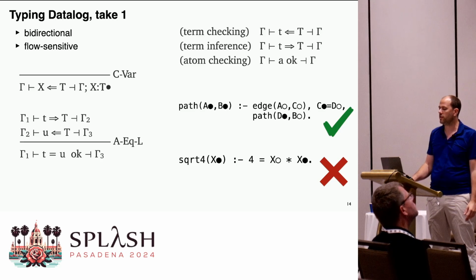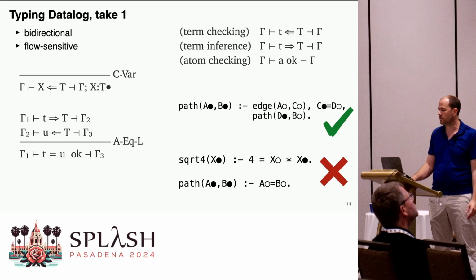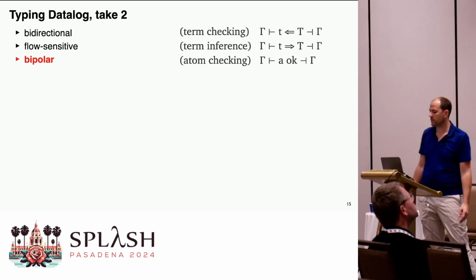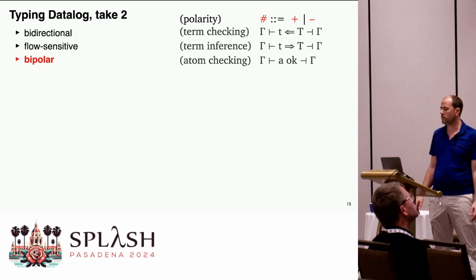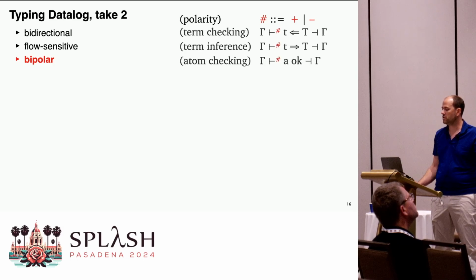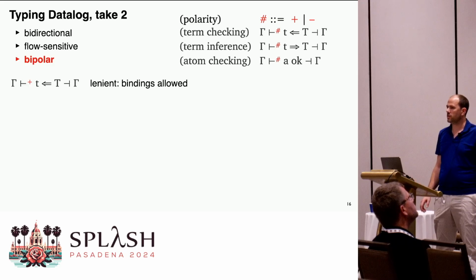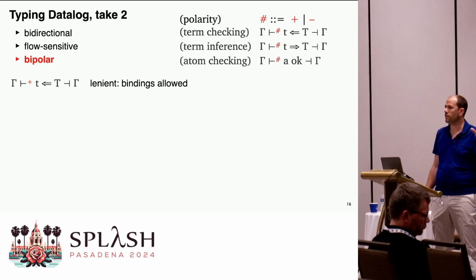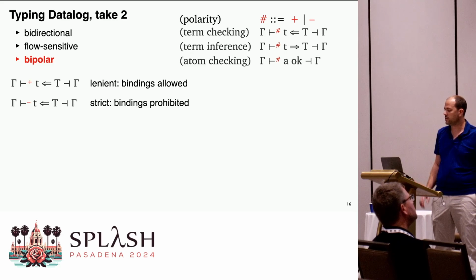So there's clearly something wrong here. There's one thing we need to add, and that's what I think is the most interesting novel design aspect of this type system. We need to make it bipolar. Bipolar is basically just a Boolean flag. The judgments now have this polarity, which is either positive or negative. And what it means is this. If the judgment is done with the positive polarity, we are lenient. We allow bindings to occur. But if we have a negative polarity, then we are strict. We don't allow any new bindings to occur here.